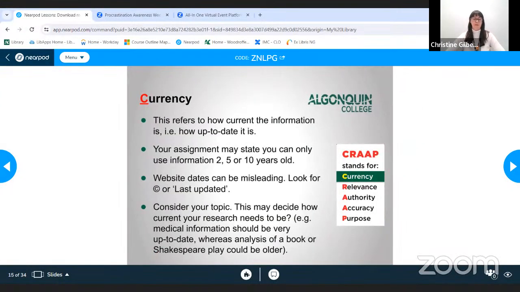Currency. As the name implies, this refers to how current or up-to-date the information is. Your assignment may require that you only use information that is 2, 5, or 10 years old. You'll want to know how to determine the age of a resource.